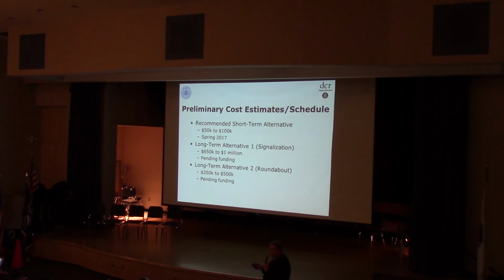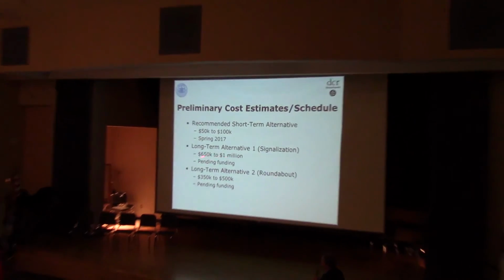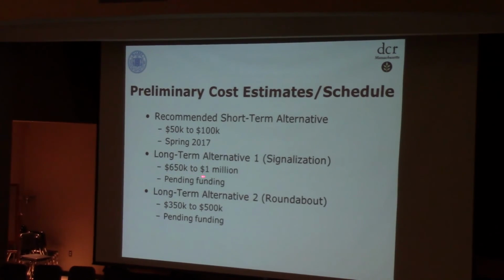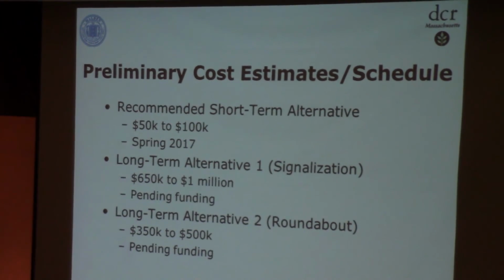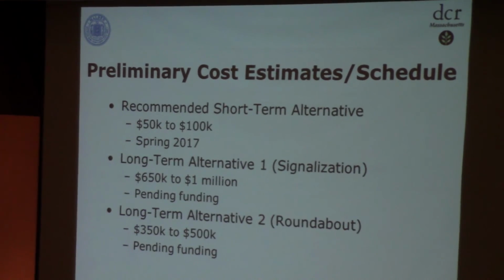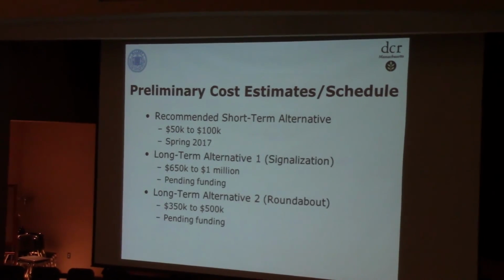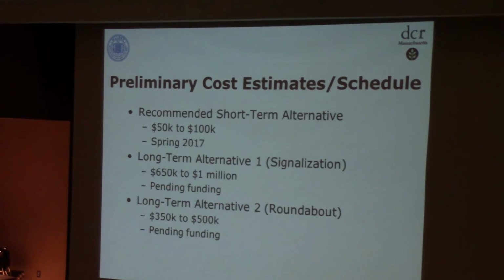and install that striping, and whatever additional signs we identify as we finish this up. So that's what we'd be looking at there, with the spring installation of the striping and any additional signs we want to put up. The long term, the signalization: we're currently estimating, at this preliminary point, $650,000 to $1 million, because, as I mentioned, the signals are fairly expensive. There's a lot of curb modification that goes along with it. And of course, that's pending funding. We currently don't have that funding in a capital plan at this point.